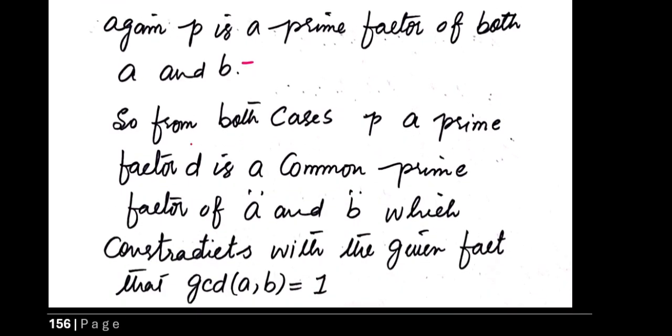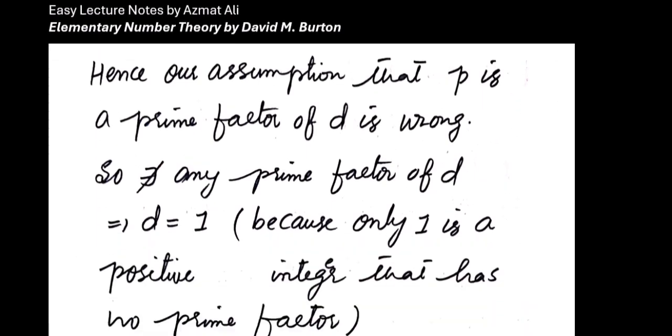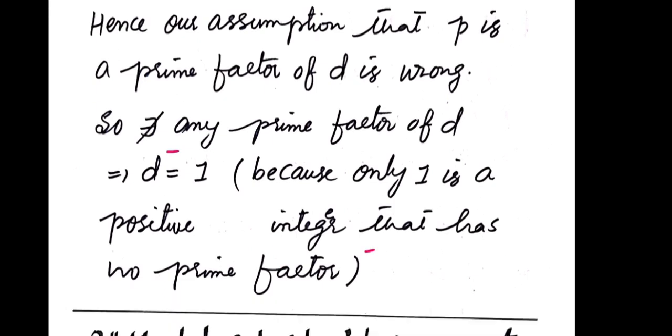A prime factor of D is a common prime factor of A and B, which contradicts the given fact that the GCD of A and B has no common factor other than 1. Hence, our assumption that P is a prime factor of D is wrong. So there does not exist any prime factor of D. This implies D is equal to 1 because only 1 is a positive integer that has no prime factor. And this completes the question.